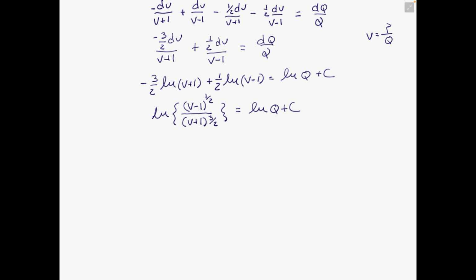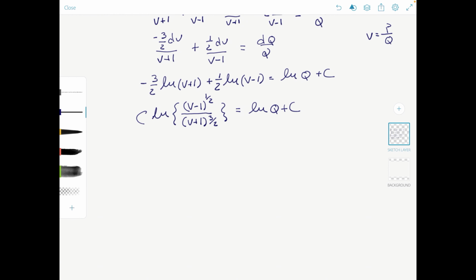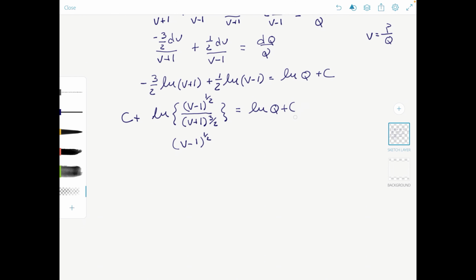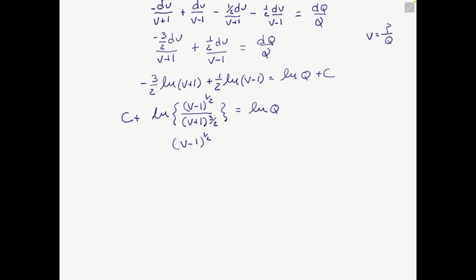Or we could put the C over here if we want. But let's just do it this way for now. So we got p minus 1 and a half. Now let's do it this way. C plus, and there.